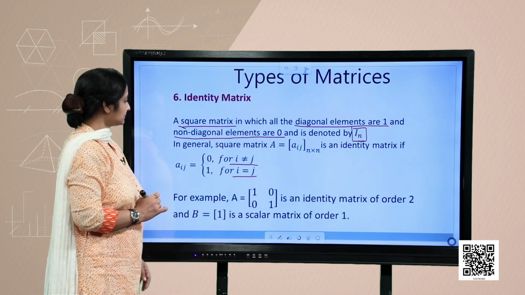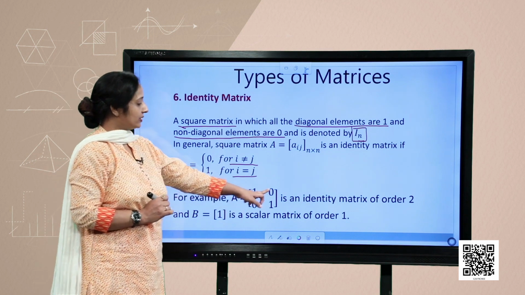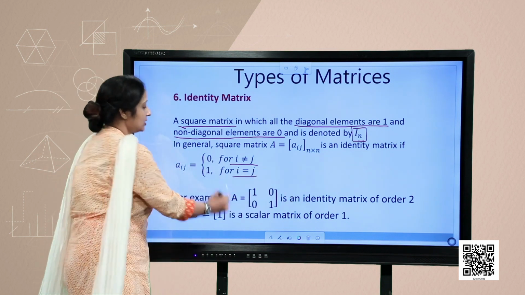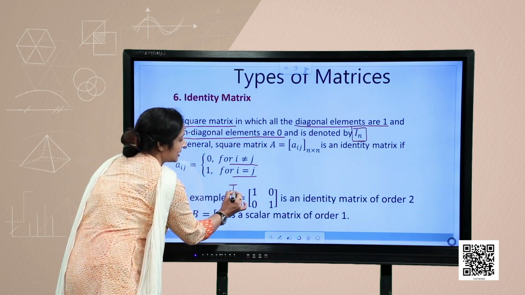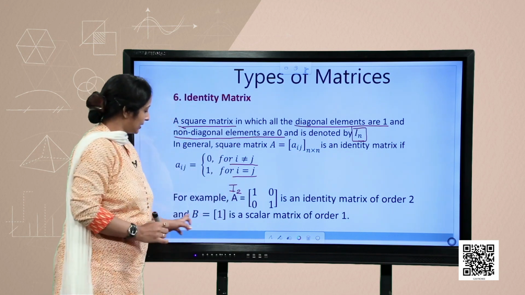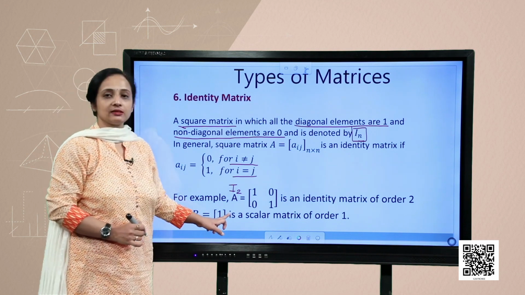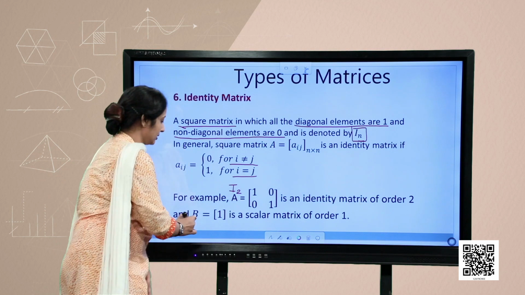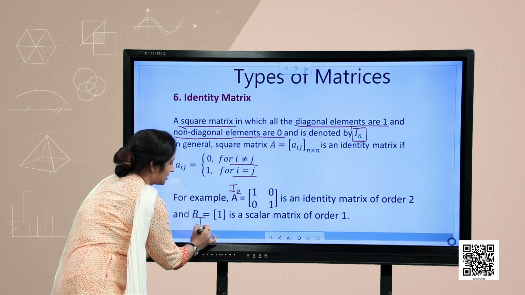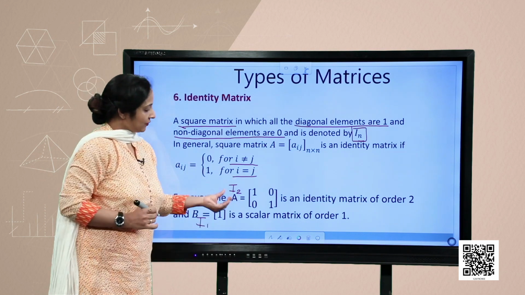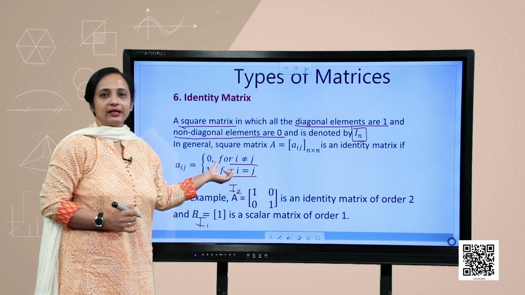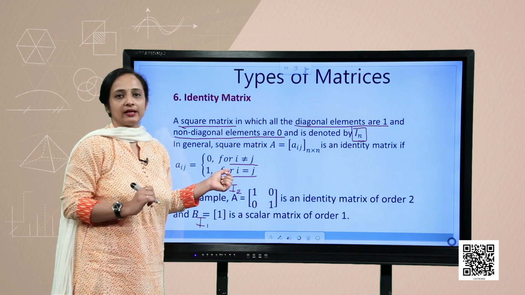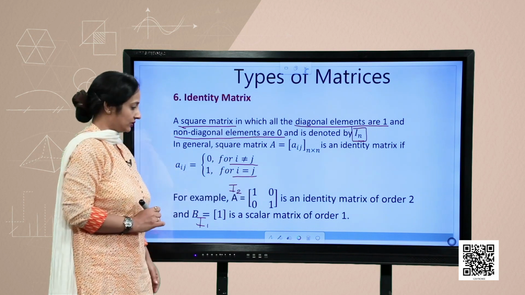For example, A, 1, 0, 0, 1, is an identity matrix of order 2. So you can also denote it as I2. And B, just consisting of the single element 1, is an identity matrix of order 1. So you can also denote it as I1. If you are not writing that subscript with the letter I, it is still workable because capital I stands for the identity matrix only.